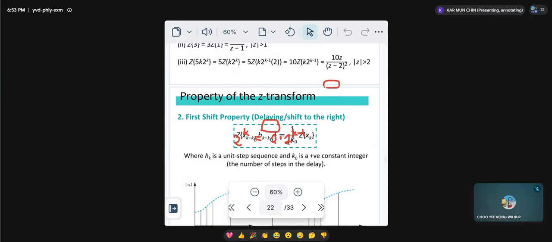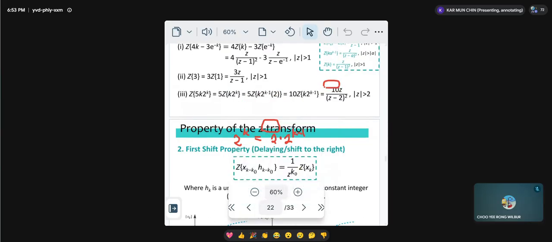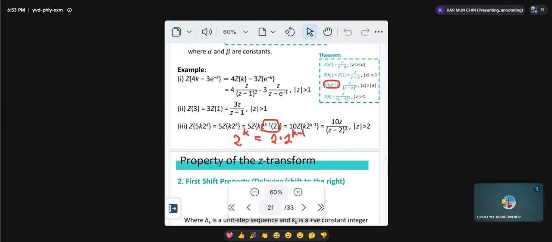Okay, if no question, we can take a break. Then we come back with the first shift property. The break will be 7 minutes, so we come back by 7 p.m.